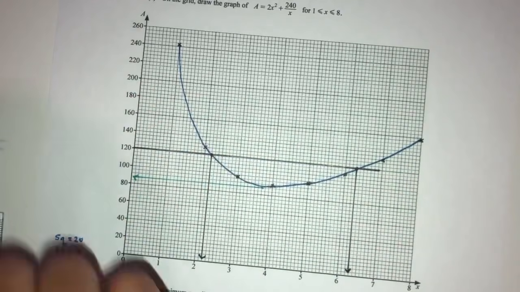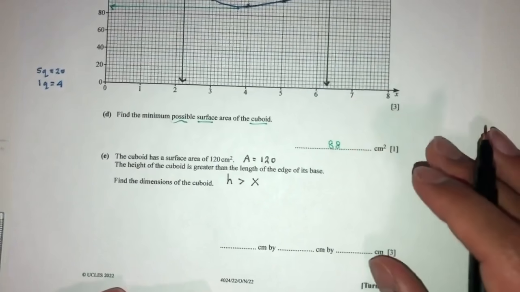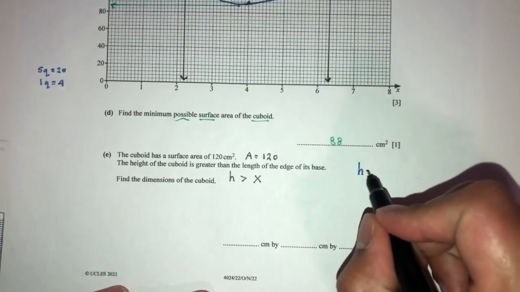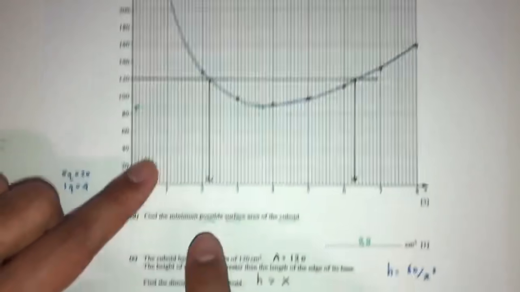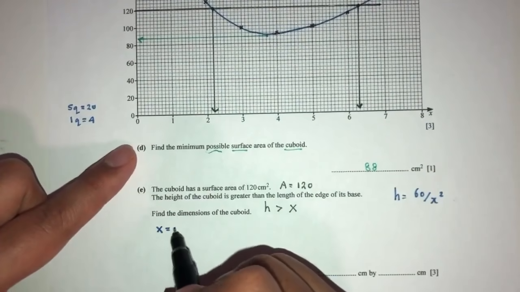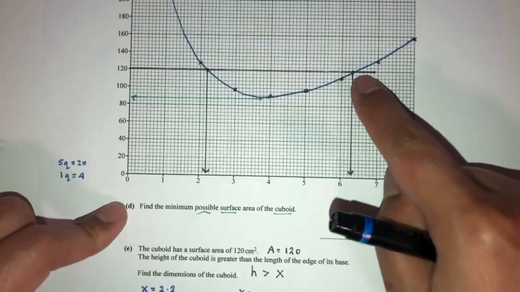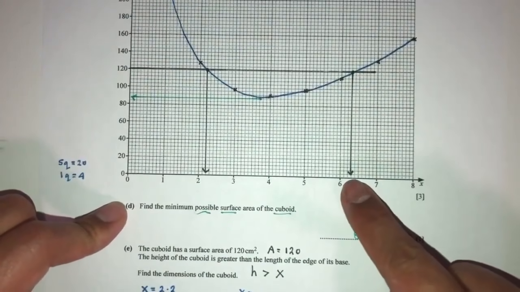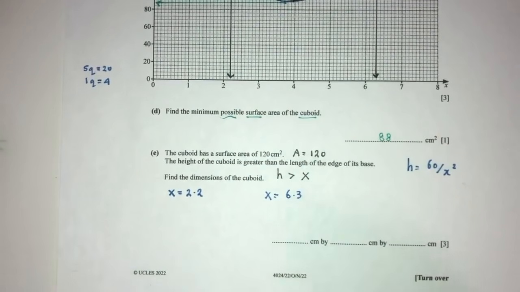Now we have to recall from part 1, height is equal to 60 over x squared. So let's write this down. Height is equal to 60 divided by x squared. Now for this 120, I have the value of x as here, 2.2. So x can be 2.2, or x can be, the value here is what? It is 6.3, according to my graph, obviously.